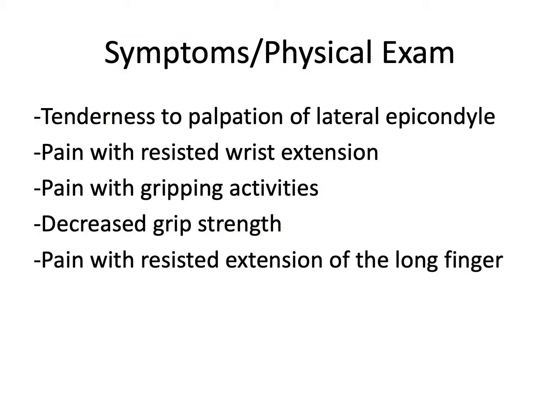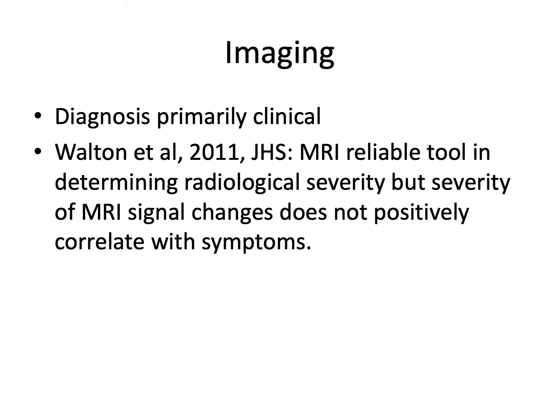Symptoms and physical exam findings consist of tenderness to palpation of the lateral epicondyle, pain with resisted wrist extension, pain with gripping activities, decreased grip strength, and pain with resisted extension of the long finger. Imaging diagnosis is primarily clinical. Walton in 2011 showed that MRI was a reliable tool in determining radiological severity, but severity of MRI signal changes did not correlate positively with symptoms.